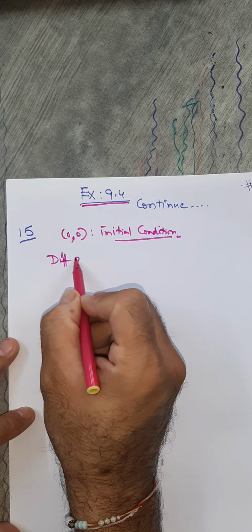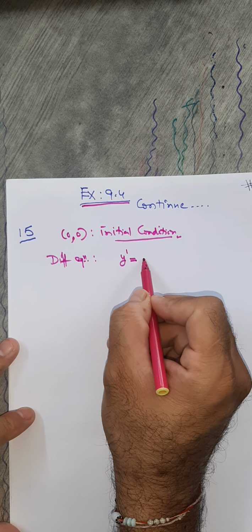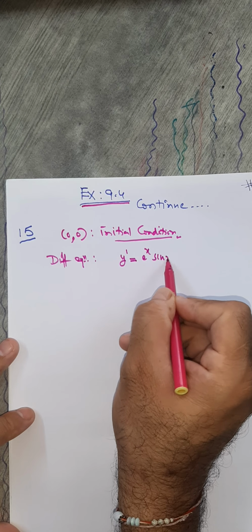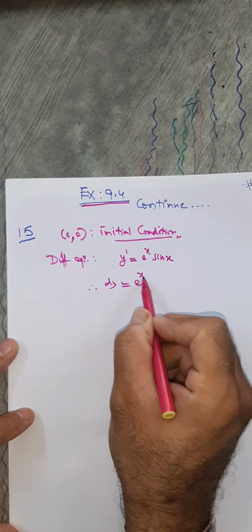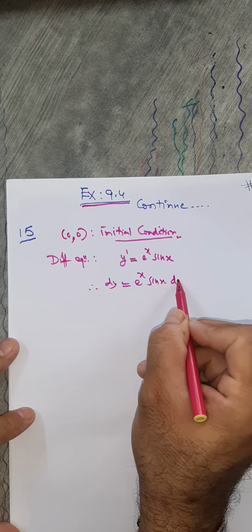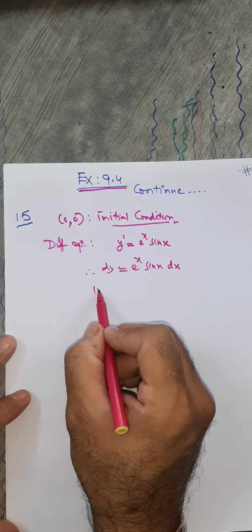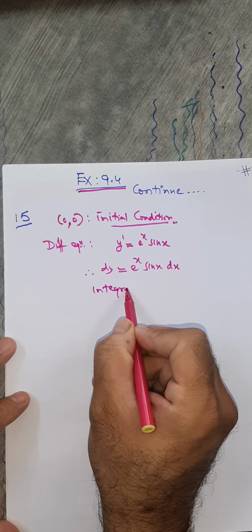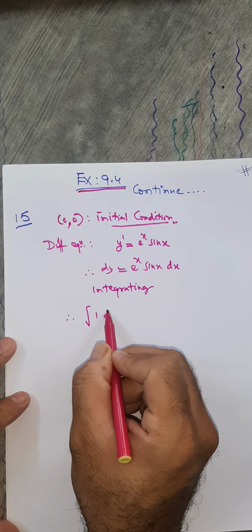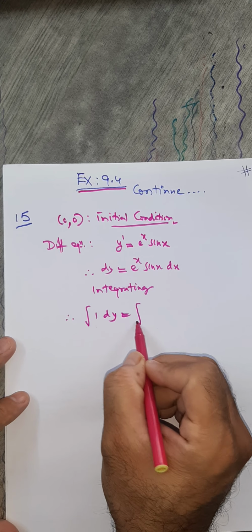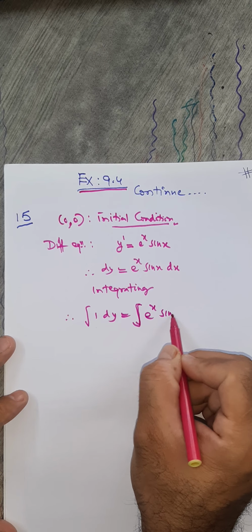Whose differential equation is this? You are given the differential equation here: y dash equals e raised to x sine x. This is the same as dy equals e raised to x sine x dx. What I did, I've expressed it in variable separable form. So we integrate it. Integral of 1 dy equals integral of e raised to x sine x dx.